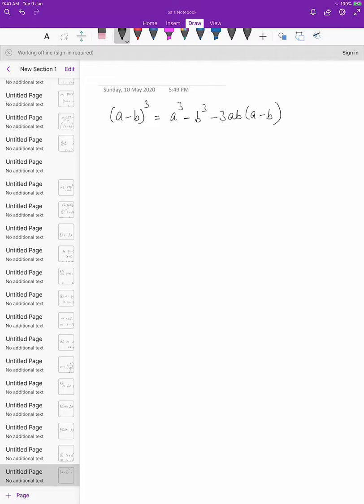Now I want to find a cube minus b cube. So what will I do? I will just shift this term to the left hand side. So what will it become? A minus b whole cube, and this term, when I shift on the left hand side, this minus will change to plus 3ab into a minus b, and that is equal to a cube minus b cube.